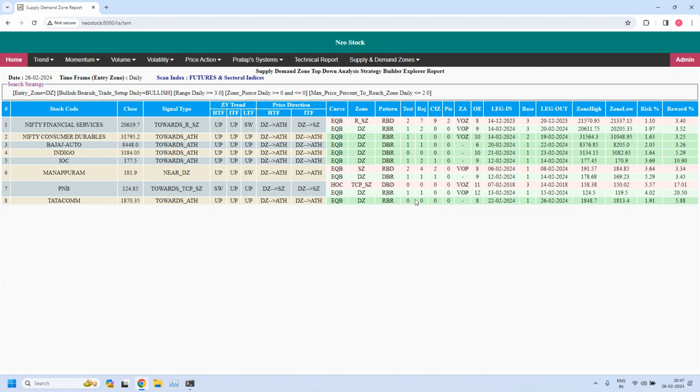Here, a few stocks have a zone test count of 0, fresh zones. Tata Communication is a fresh zone, but it is moving towards the all-time high. If tomorrow it changes direction and gives an entry, you will get an entry. And what else? You have one more, Indigo is also there. All these are bullish trade setups.